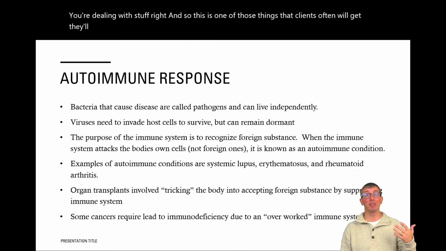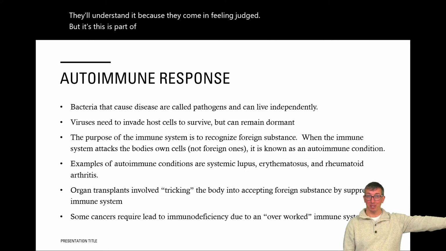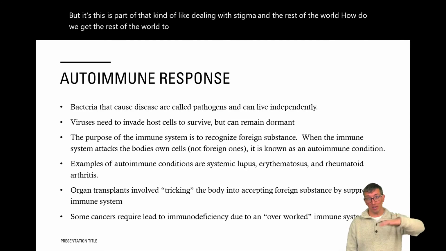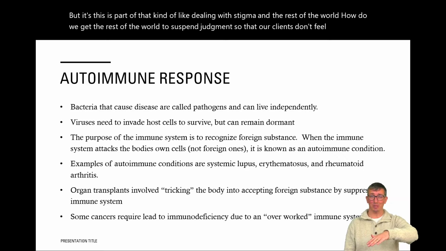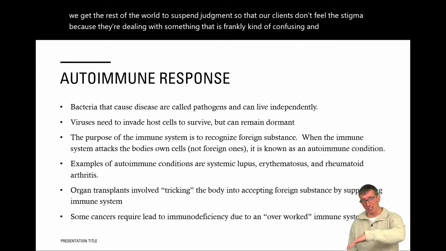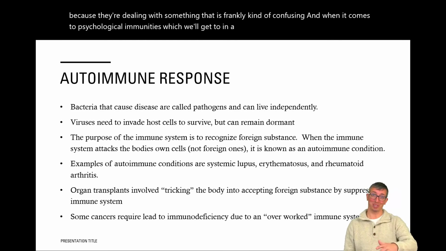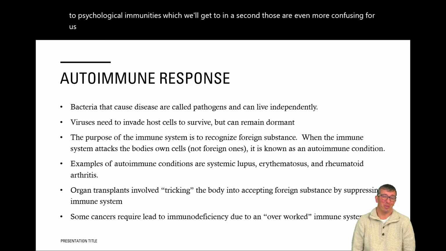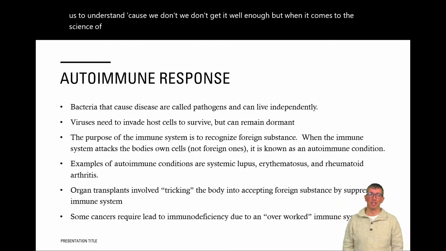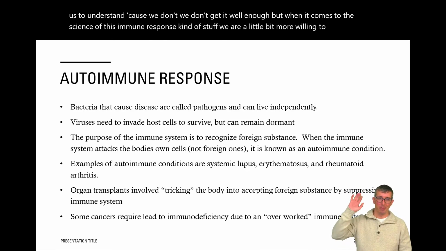And so this is one of those things that clients often will understand because they come in feeling judged. But this is part of that kind of dealing with stigma in the rest of the world. How do we get the rest of the world to suspend judgment so that our clients don't feel the stigma because they're dealing with something that is frankly kind of confusing? And when it comes to psychological immunities, which we'll get to in a second, those are even more confusing for us to understand because we don't get it well enough. But when it comes to the science of this immune response kind of stuff, we are a little bit more willing to accept that. So anyway, let me just get to the last part.